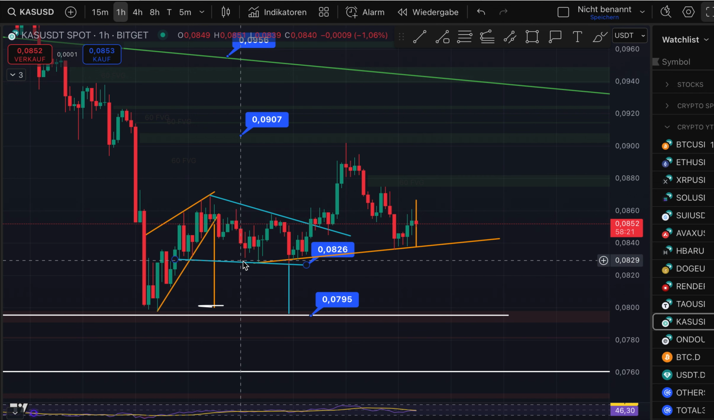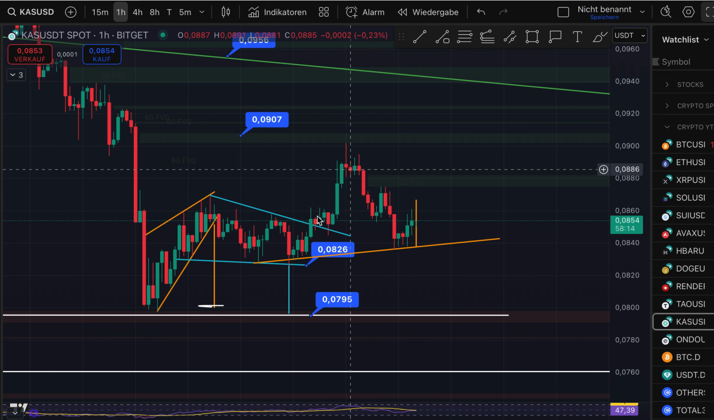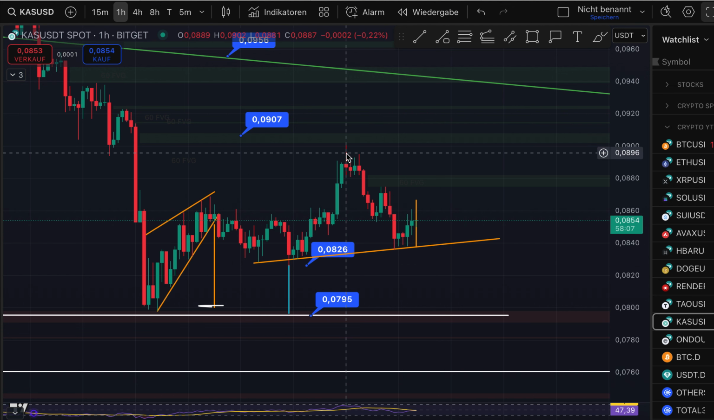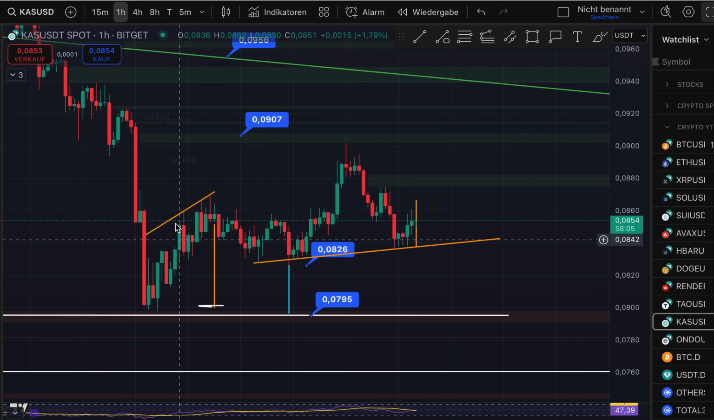So let me take out, we also have said we might have a head and shoulders formation. This got invalidated with this push to the upside. I can also take out this falling wedge, and this rising wedge also got invalidated with this push to the upside.